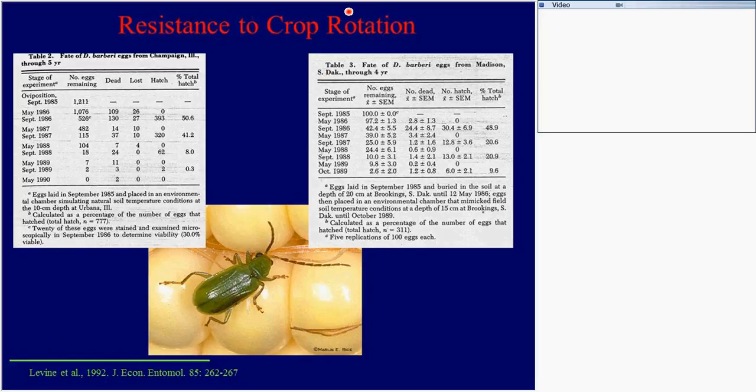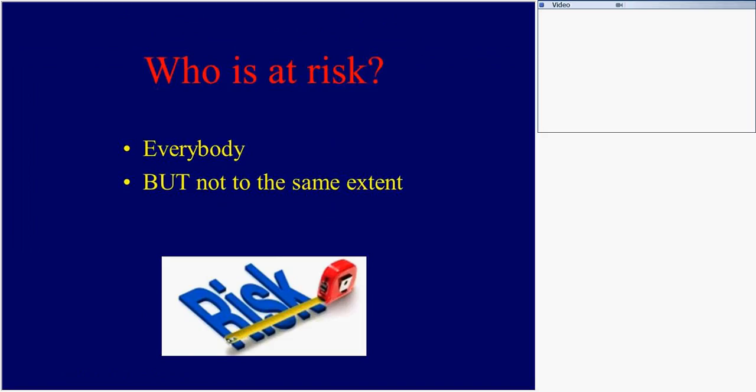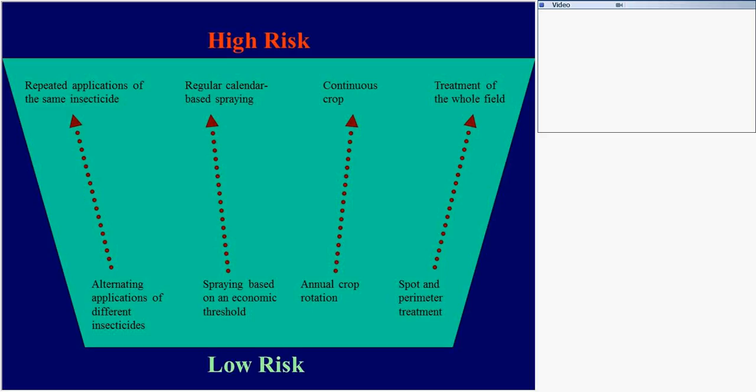So the key is not getting rid of chemical control. The key is integrating different control techniques, and I will talk about that later in my presentation. So who is at risk of insecticide resistance? Pretty much everybody who uses chemicals, but not to the same extent.